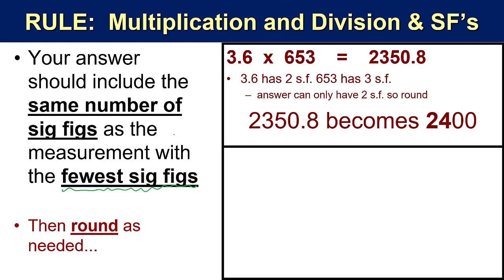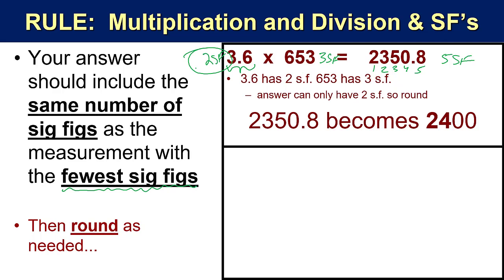Well, since I got an answer out of the calculator that was 2350.8, that has 5 significant figures in it. So 5 really reliable numbers. When I look at the numbers that went into it, 3.6 has 2 significant figures. 653 has 3 significant figures.